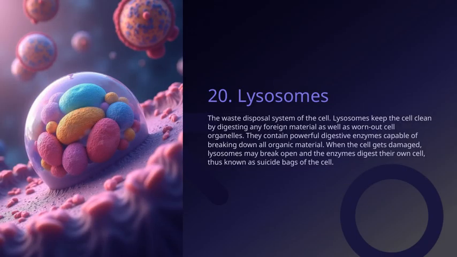Now, let's talk about lysosomes, which are essentially the waste disposal system of the cell. These tiny structures are responsible for keeping the cell clean by digesting any foreign material that enters, as well as worn-out or damaged cell organelles. They contain powerful digestive enzymes, which are capable of breaking down all kinds of organic material. This means they play a crucial role in recycling and maintaining cellular health. Interestingly, when a cell gets damaged or is under stress, lysosomes can sometimes break open and release their enzymes inside the cell itself. This process leads to the digestion of the cell, which is why lysosomes are sometimes called the suicide bags of the cell.